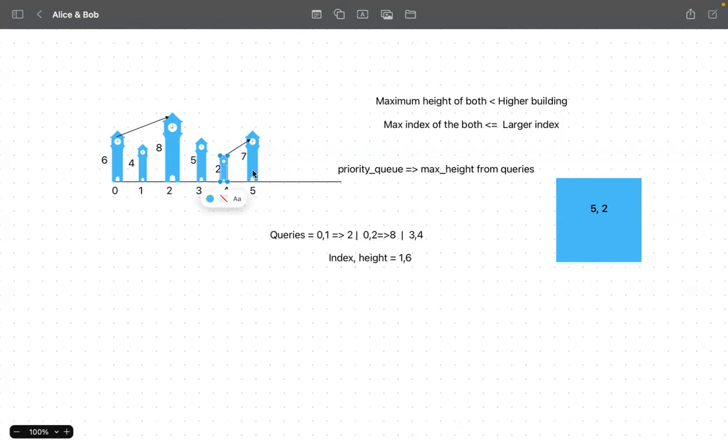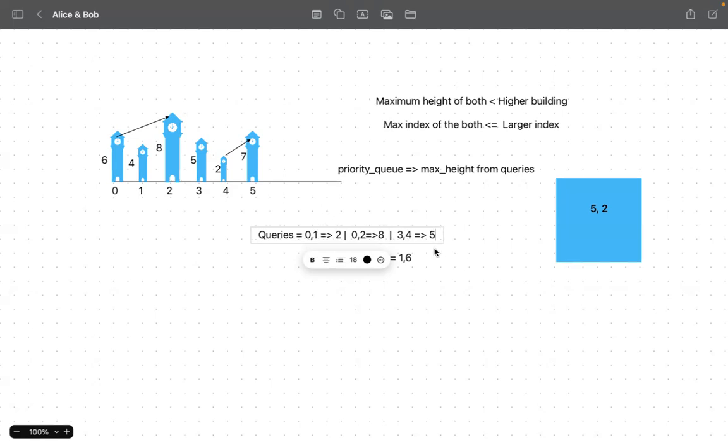Then we come to the fifth index. At the fifth index, we see is there any query in the priority queue that we can serve? Yeah, so we have something in the priority queue, but we have to check the height as well. Is the query height lesser than our own height? Yes, it's lesser. That's why I'll serve it.